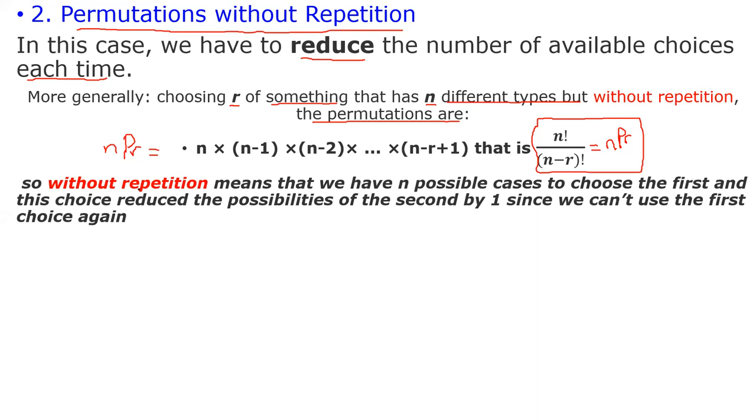So without repetition means that we have n possible cases to choose the first. And this choice is reduced. The possibility of the second is the choice reduced by one, since we can't use the first choice again. In the second time, we get n minus one.